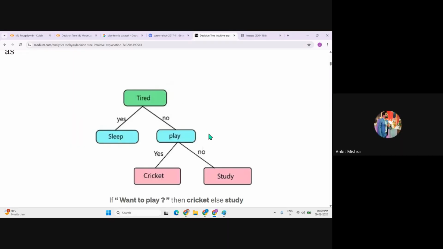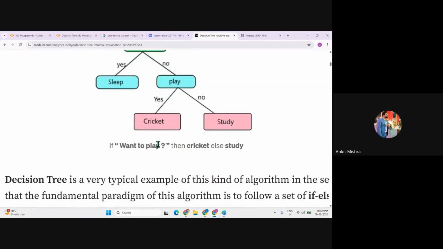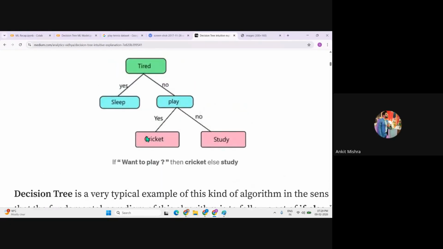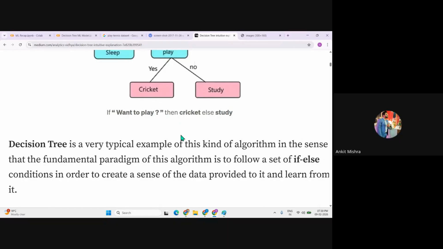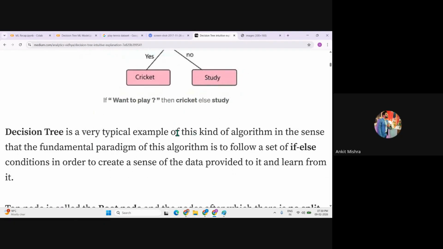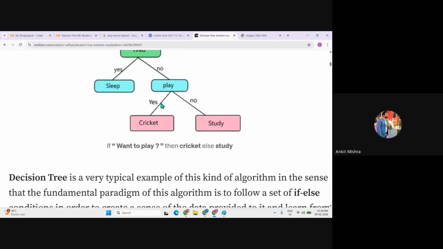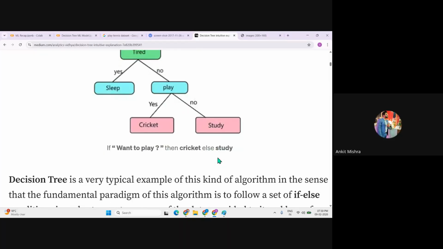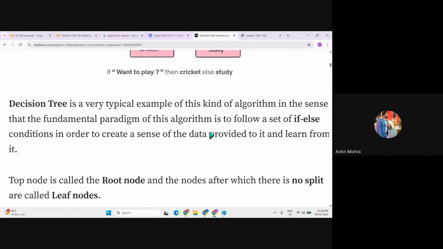So whatever we are creating here is like a decision node, or a kind of decision tree structure. And we can simply convert this into a decision tree ML model, right? And we need to understand the mathematical intuition. That is the reason we are taking this example. Now, you can simply see that this algorithm is based on if and else conditions. If you are tired, go and sleep. If you are not tired, go and play. If you want to play, you can choose cricket. If you don't want to play, you can choose study, right? So this is completely based on if else conditions.